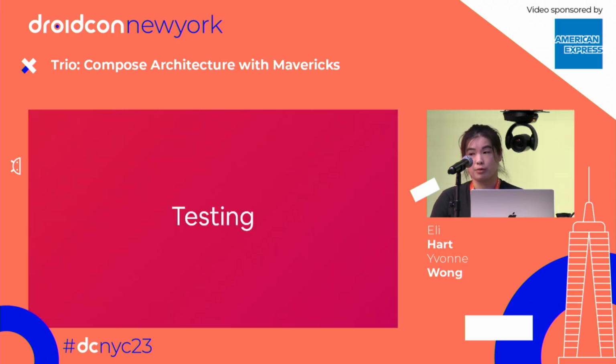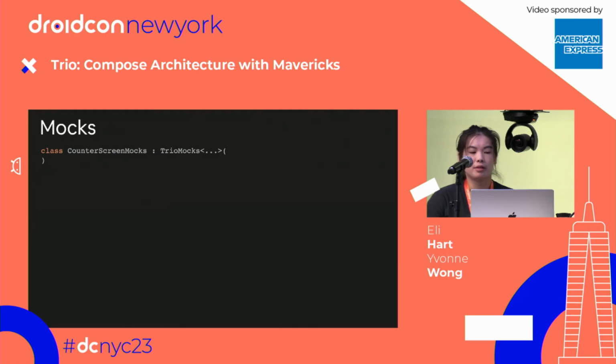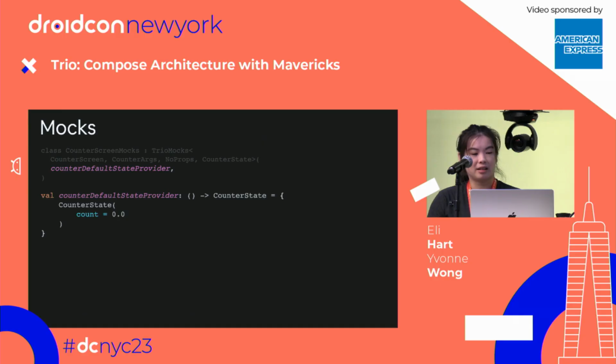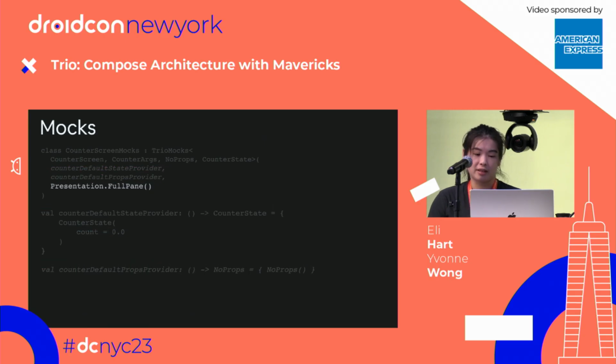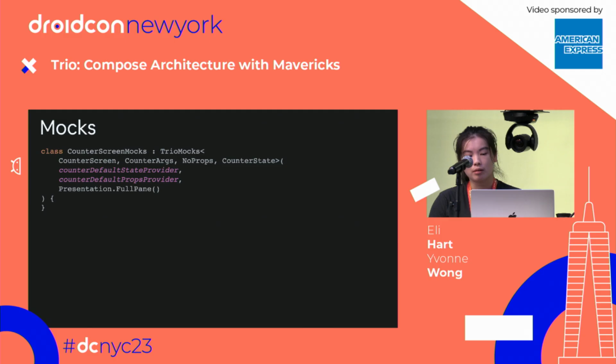Now, I'll go over our testing approach with Trio. Each trio is required to define a mocks class, which contains mock state values to use for tests and previews. The mocks class types have to match the types declared in the trio class. The mocks class specifies a default state provider, which provides a standard state for the trio. A default props value is specified in order to mock out any dependencies provided through props. Lastly, a presentation type is specified, indicating how the mocks should be presented. This is important if the trio supports multiple presentation types. Altogether, the default mock represents a canonical, fully loaded state of the screen.